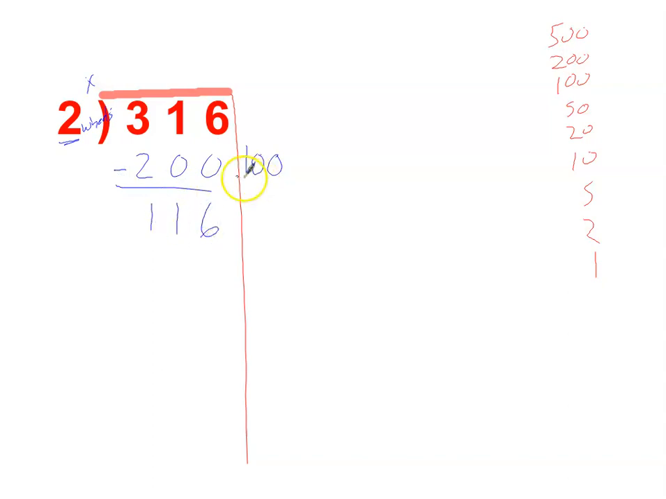I can't do another 100 because that 100 groups of 2 would be 200, and I don't have that many. So I'm going to drop down to 50. 50 groups of 2 is 50 times 2, that's 100. And now I'm at 16. 10 times 2 would be 20. Oh, it's less than 10. I got this one. It's 8. 8 groups of 2 is the same as 8 times 2 is 16. And we got nothing left. I just add them up. 100 plus 50 plus 8. Give me 158.